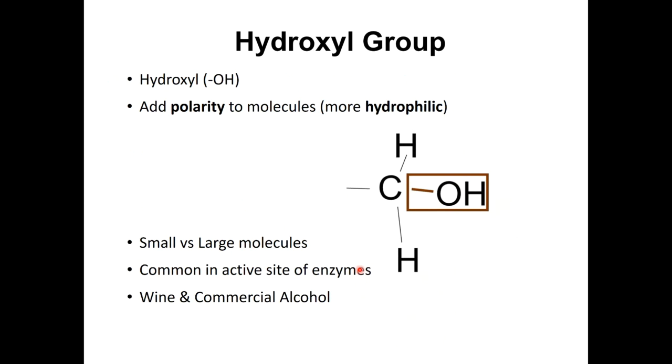So the first group that you find extremely abundant in biomolecules is the hydroxyl group, which consists of an oxygen with a single covalent bond to a hydrogen, and this group is attached to a carbon in another molecule. So this is the hydroxyl group as a functional group. Now, if you recall, this bond between oxygen and hydrogen is polar, and therefore this group will add polarity to any molecule that it is attached to. And we saw an example in the previous slide.